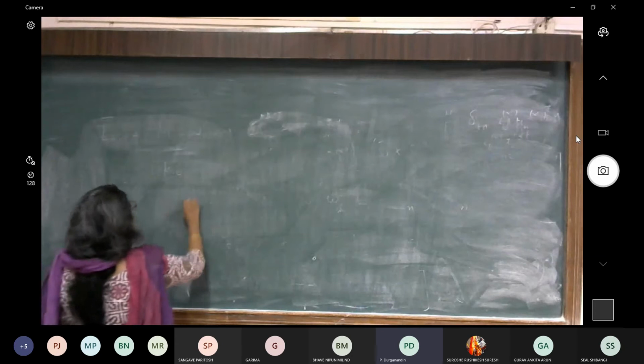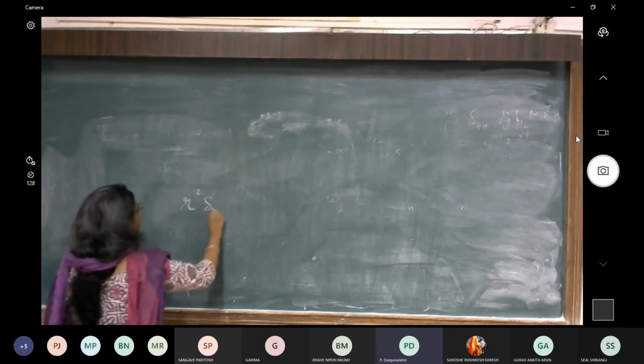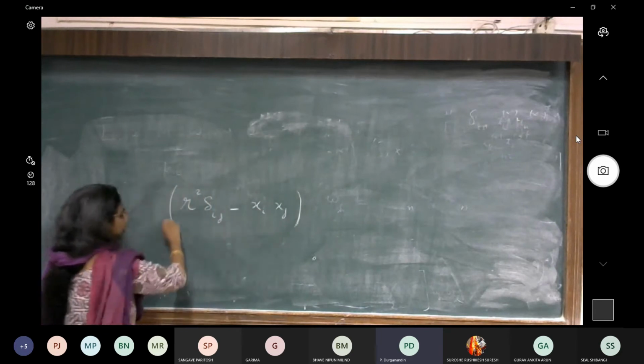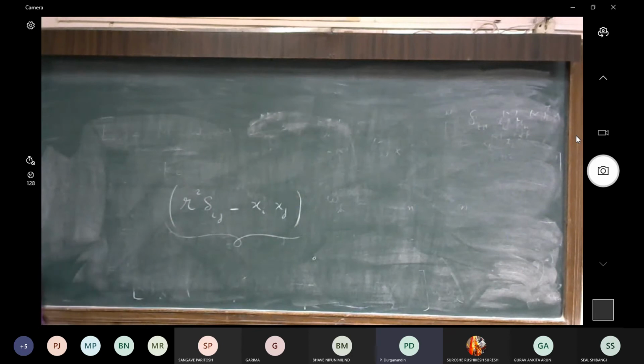I'll just mention another thing. So if you look at this quantity, see basically that moment of inertia tensor had this form. This was the main part. Have you seen such an expression anywhere else? Have you encountered this anywhere else?